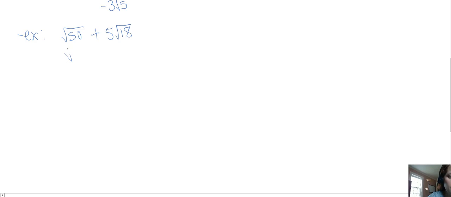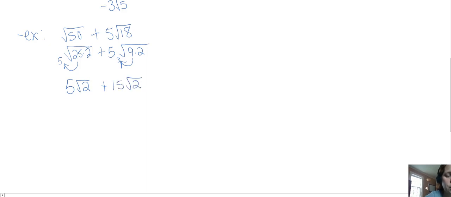So 50 breaks down to 25 times 2, and I can pull out the 25. Square root of 25 is 5, so 5 square root 2. Now the next one, let me bring down the plus 5. I'm going to replace 18 with the perfect square that is a factor of 18, 9 times 2. Square root of 9 is 3. So remember now here, the 5 and the 3, those get multiplied. So 15 square root 2.